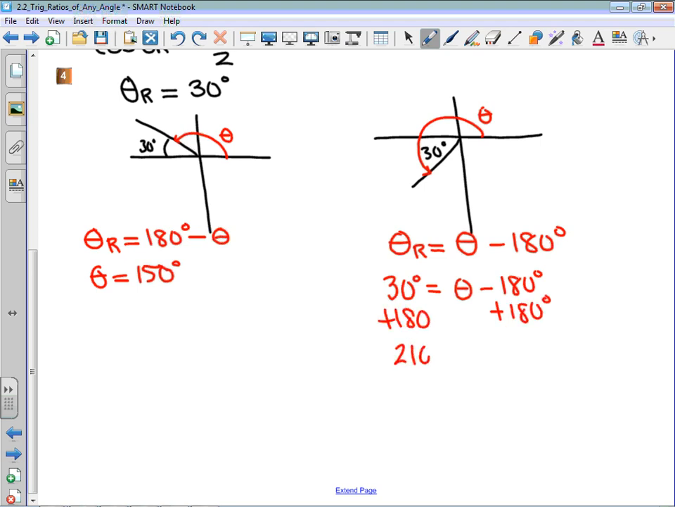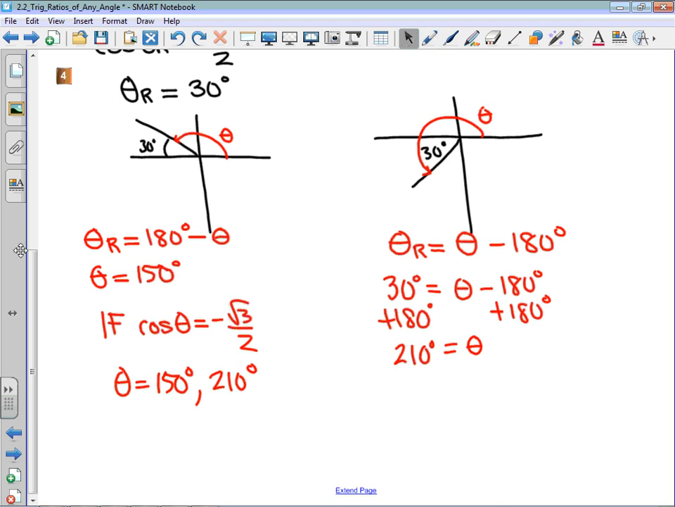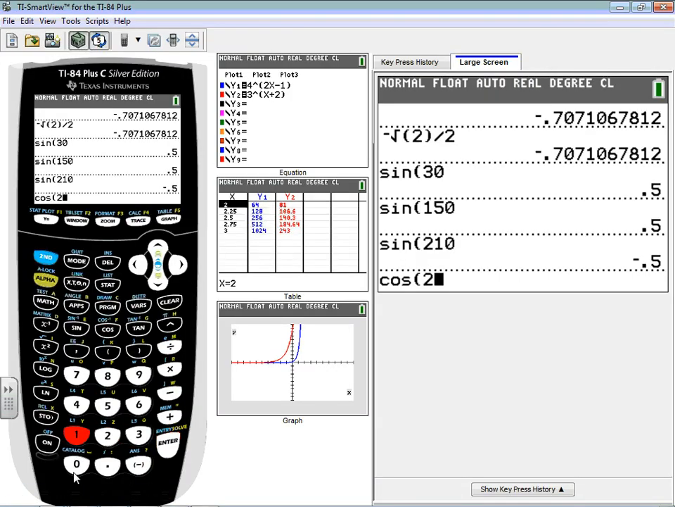So I'm just going to put that if cos theta is equal to negative root 3 over 2, then theta could be 150 degrees, and it could be 210 degrees. Now, just like before, we can check this, but there's a bit of a problem when we check it. I want to show you that if I just type in the cos of 210, your calculator's never going to tell you negative root 3 over 2. It's going to give you the decimal version.